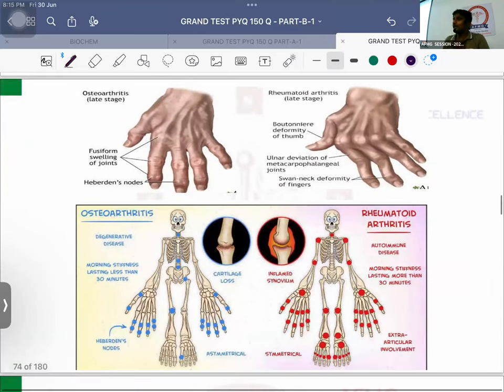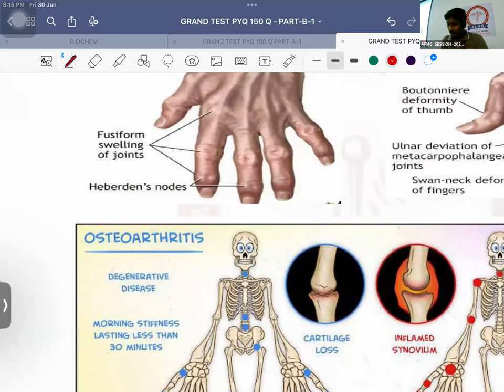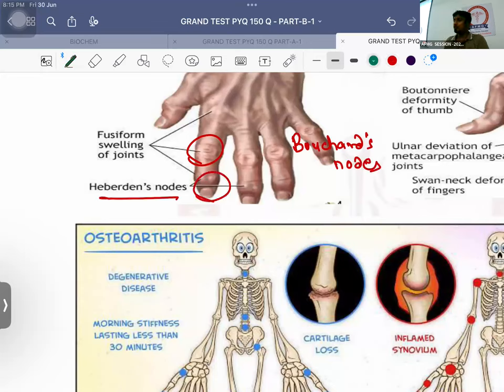Osteoarthritis mein these fusiform swellings which are seen in the PIP joints are called as? Bouchard's nodes. And in the DIP joint are called as Heberden's nodes. Jisko dikkat aa rahi hai, B pehle aata hai, to PIP mein Bouchard's nodes. H baad mein aata hai, to DIP mein Heberden's nodes.